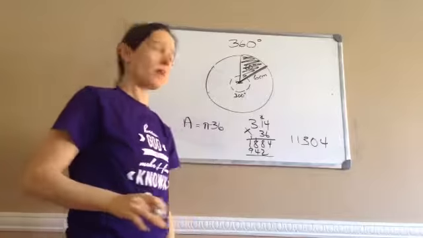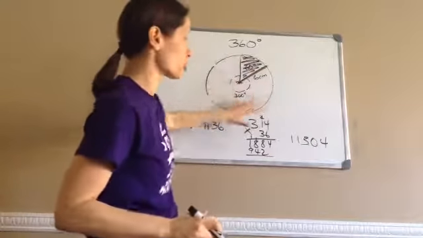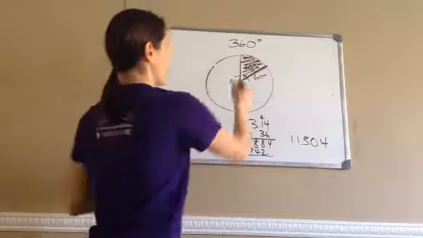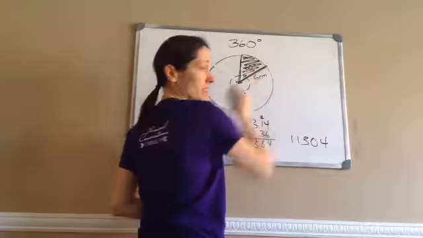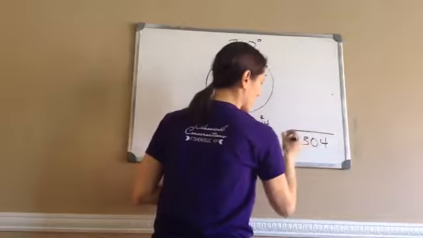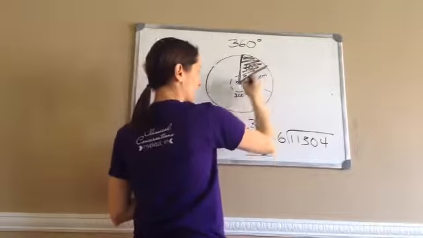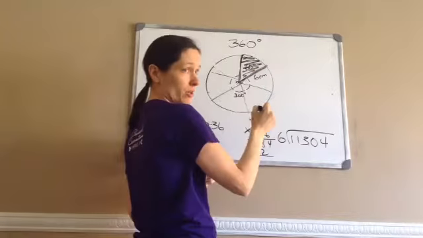Okay, 113.04 is the area of the full circle. But how much of a piece is this? So then we divide it by 6. Very good. Then you take this and divide it by 6. Good job. Because there are 6 of these pieces, remember?